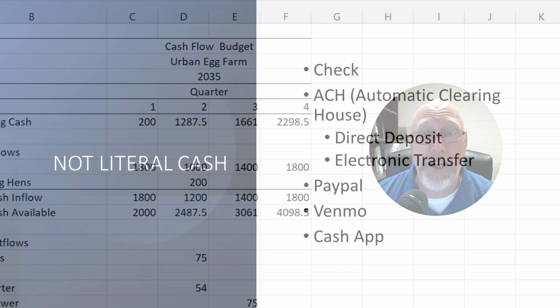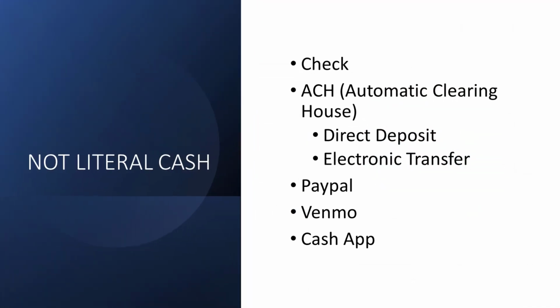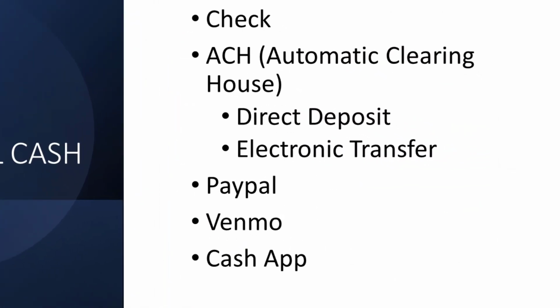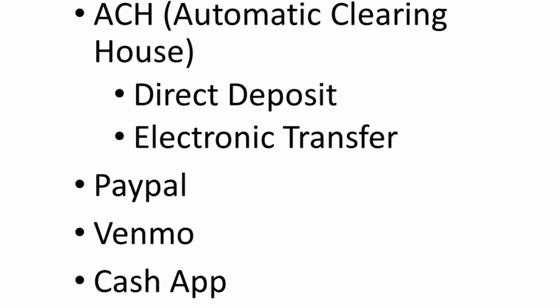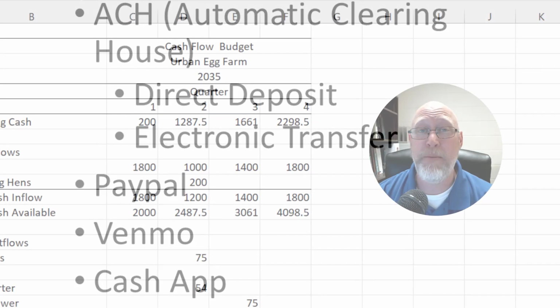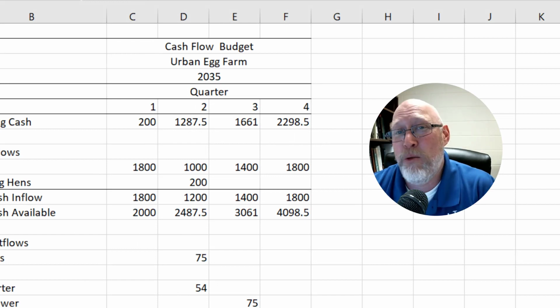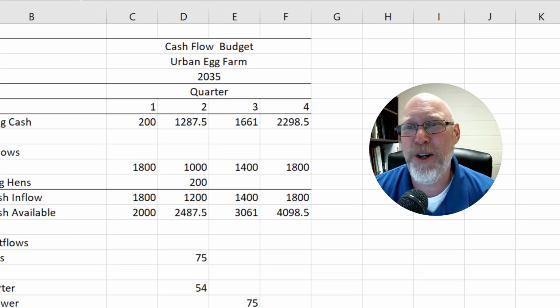Electronic transfers between banks. Things like Venmo and PayPal and Cash App. There's a thing called ACH that stands for Automated Clearing House. That's what's used for your direct deposit if your job is direct depositing your paycheck. So again, understand that we're not talking about literal cash unless you're Walter White or Saul Goodman or someone like that.